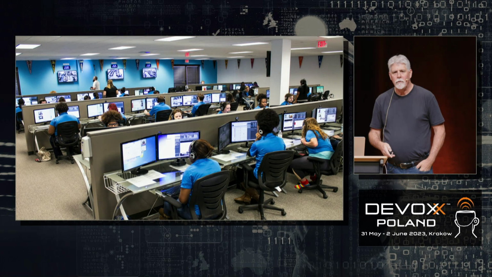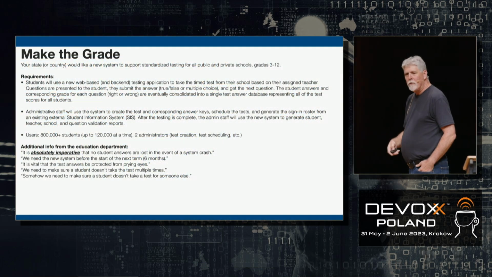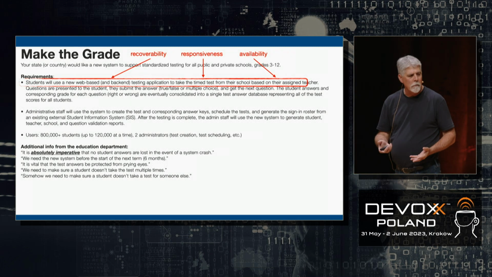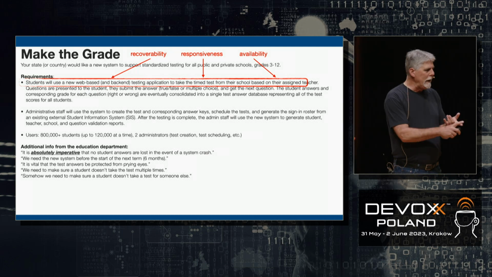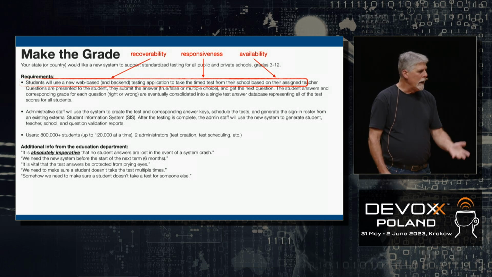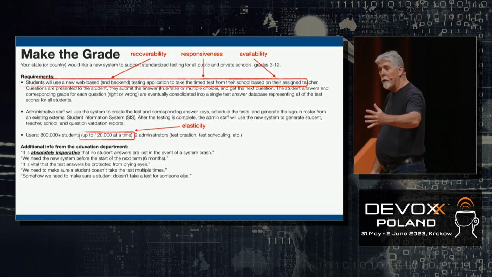All right, well, let's go back and let's actually write some fitness functions. So let's go back to our student test taking. Here's some of the requirements. What do we test? Well, if we tease out what's important in this system, we see that it is a timed test. It's got to be available. It's got to be responsive. It's got to be reliable, recoverable. We notice that we have to go up to 120,000 students.